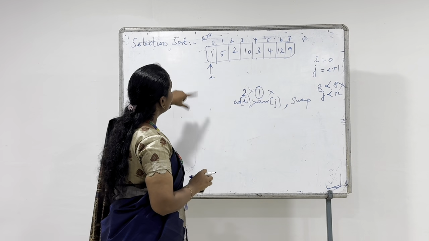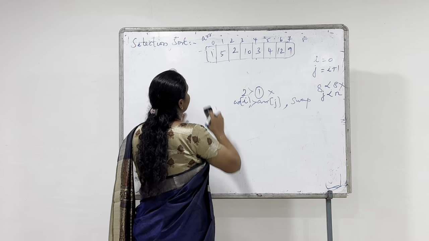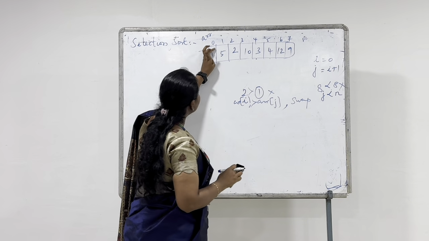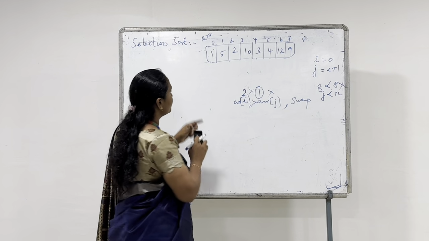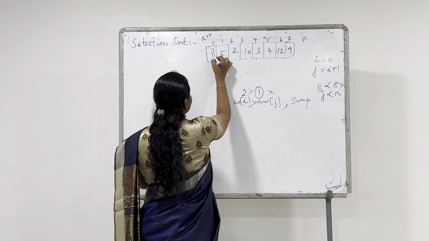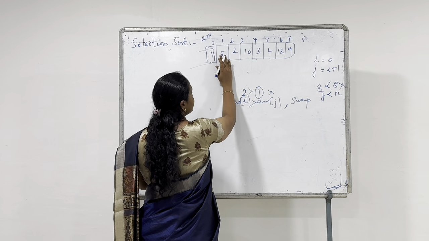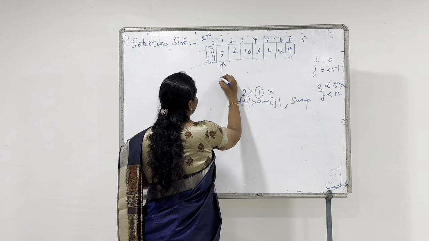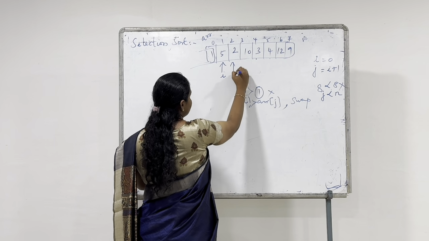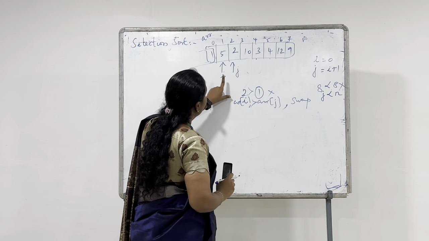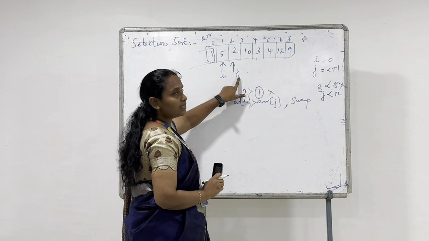Now we have sorted the first element into its correct position. This part is already sorted, so now we concentrate only on the remaining part. This is I and this is j. Always the I plus 1th position is j.